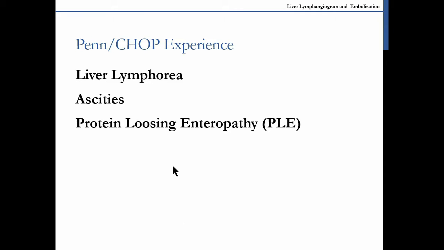So this is our experience. We know how to treat liver lymphorrhea, ascites and CHF, and protein-losing enteropathy, and it's just the beginning. We only have a handful of patients, but it's very, very promising.